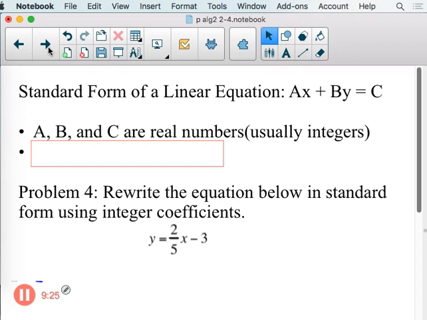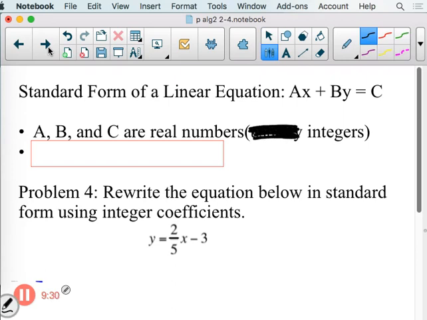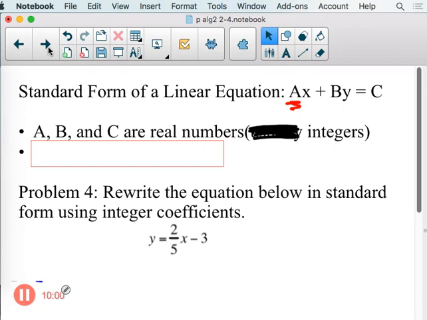A, b, and c are real numbers. Scratch this off. They are integers, not usually integers. They are integers. That's one thing that any professor you'll ever have will agree on, is that you cannot have fractions and you cannot have decimals when you put something in standard form. Now, some professors insist that that first A term be positive. And it's not a bad habit to get into. But they all agree they have to be integers.